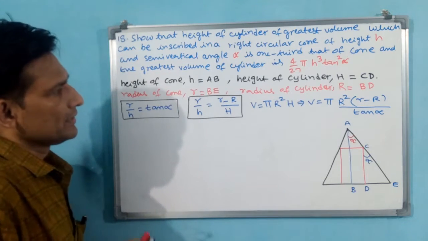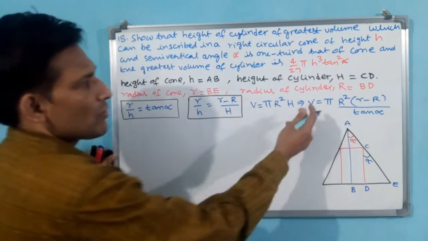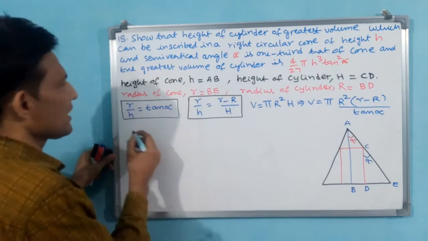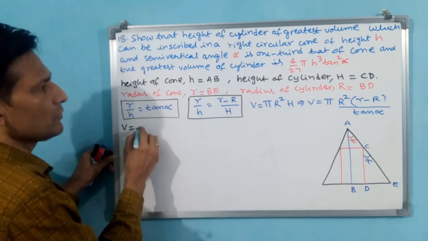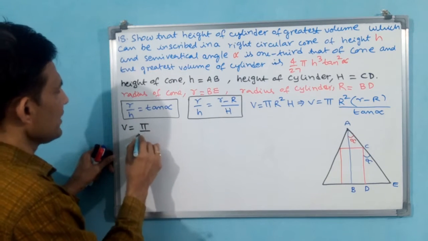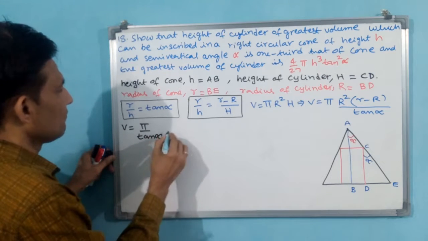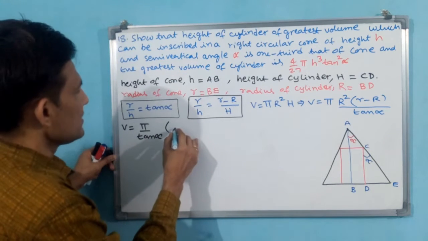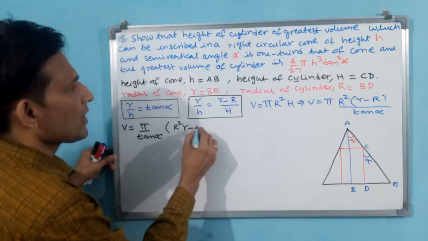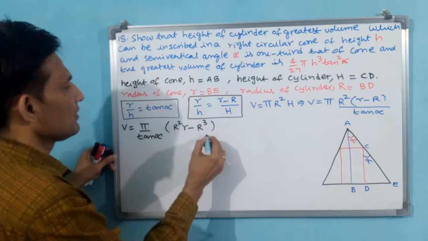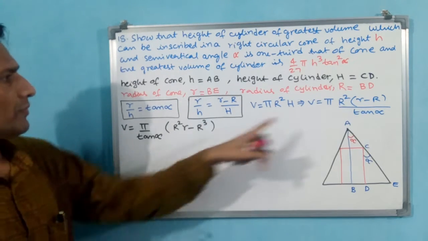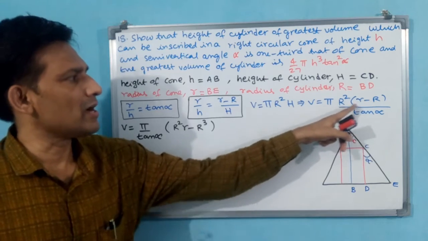Next, come back. Then what we have to do? Derivation we have to do. This you can send inside. Okay, I am sending inside. You see, V is equal to pi by tan alpha. You take common, then you send R square r minus r cube. Is it okay? Pi by tan alpha I have taken common, R square r minus r cube.